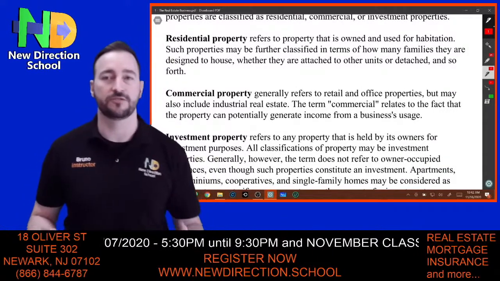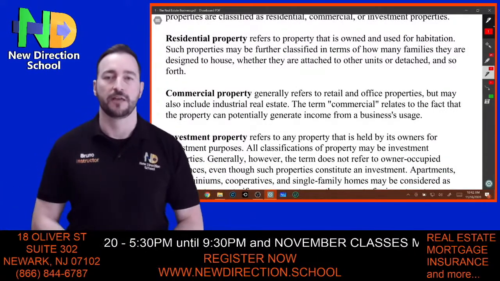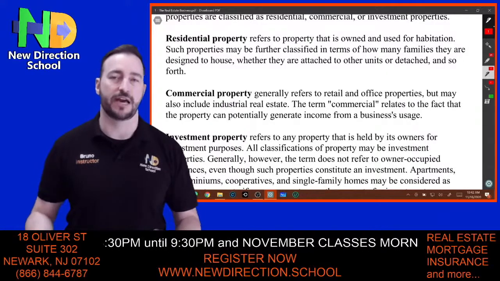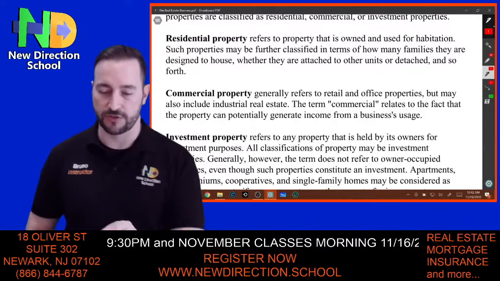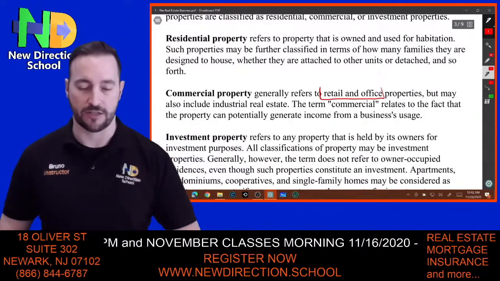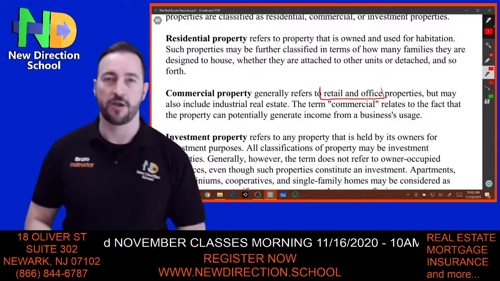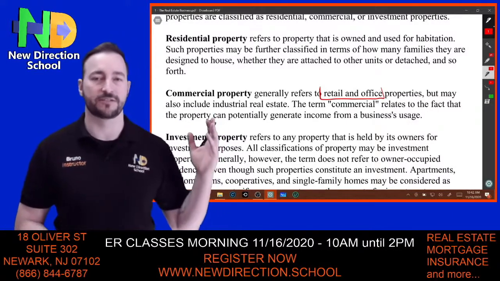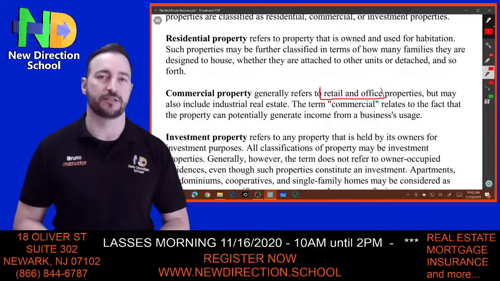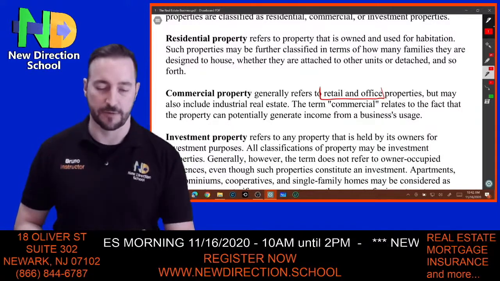So single family, two family, three family, four, and so on. Whether they're attached to other units or detached, and so forth. Commercial property generally refers to retail and office properties, but may also include industrial real estate. The term commercial relates to the fact that the property can potentially generate income from a business usage.